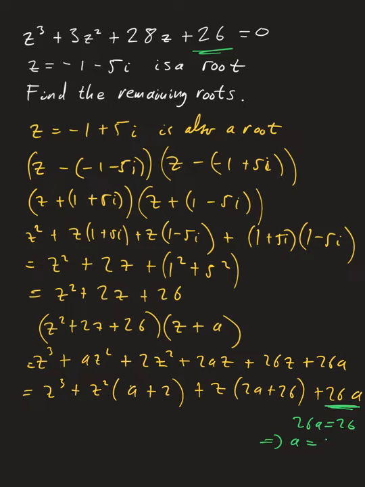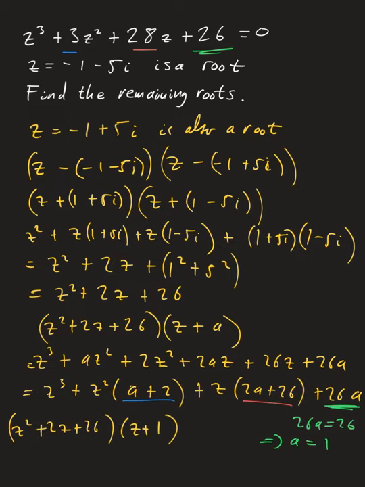Also that means a must be equal to 1. And we can check my other ones here. 1 plus 2 gives me my 3 which I need, and 2 plus 26 gives me my 28, so we're all good. So my final factorized polynomial, I have z squared plus 2z plus 26 times z plus 1.